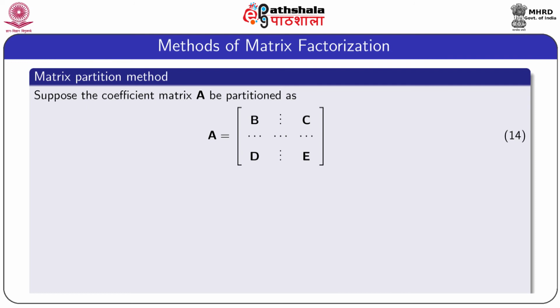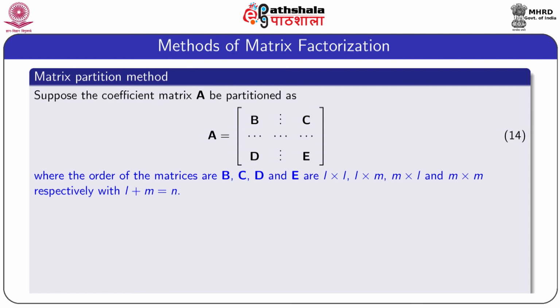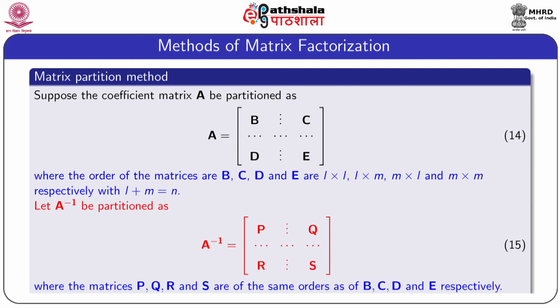Suppose the coefficient matrix A is partitioned as A equal to [B, C; D, E], where B, C, D, E are matrices whose sizes are smaller than the matrix A. The matrices B, C, D, E are of order L by L, L by M, M by L and M by M respectively, and L plus M equal to N. Let the inverse of A be denoted by A inverse, and it is partitioned as A inverse equal to [P, Q; R, S], where P, Q, R, S are also matrices of lower order, of the same order as B, C, D and E respectively.